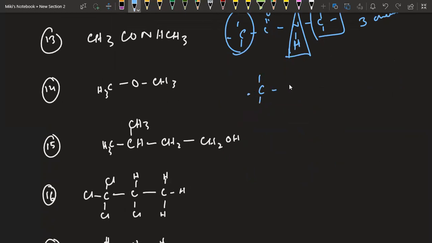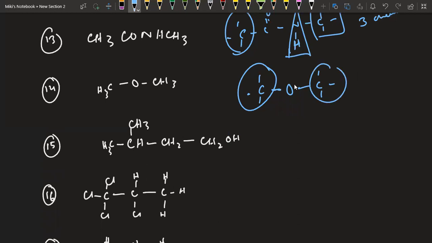See, this is an ether group. We haven't learned this, but you don't need to learn it, okay? Just observe the structure. Here we have a CH3 group. Here we have another CH3 group.